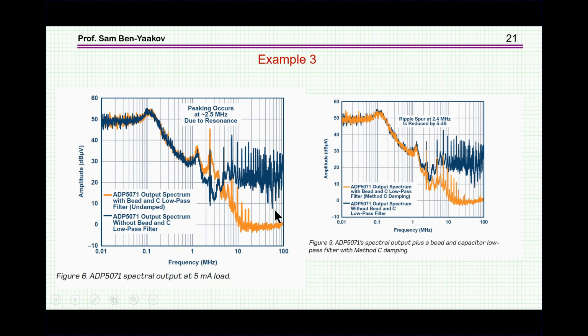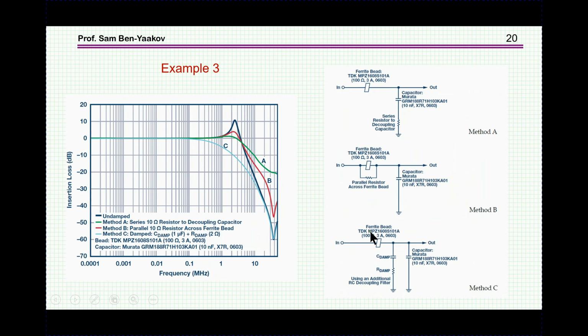As it turns out, the system itself has a peak at 2.5 megahertz, which is now being amplified, you might say, by this resonant circuit, making it much worse. Now, in this case, again, the dark one is the original, and this one is method C. Method C is the snubber-like, okay?